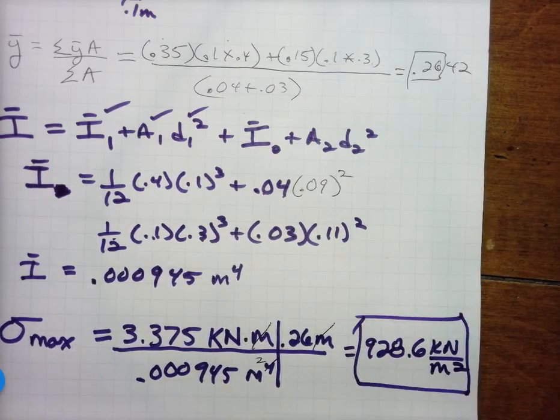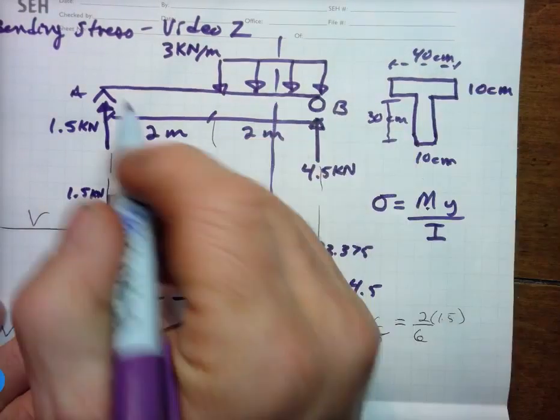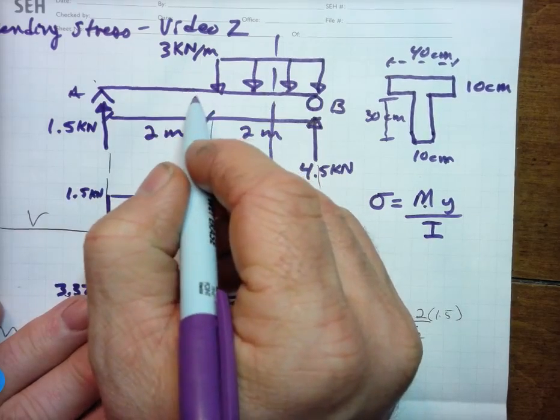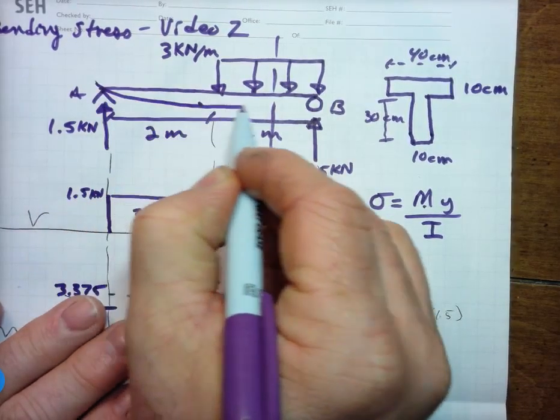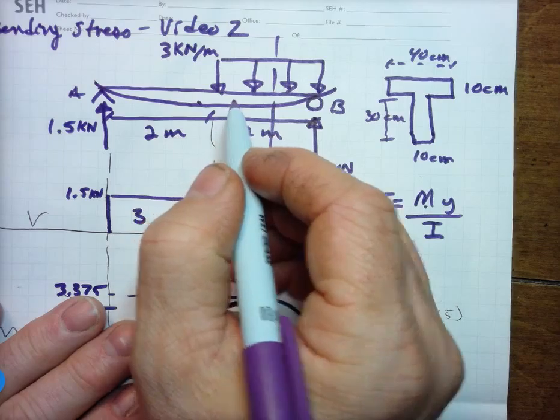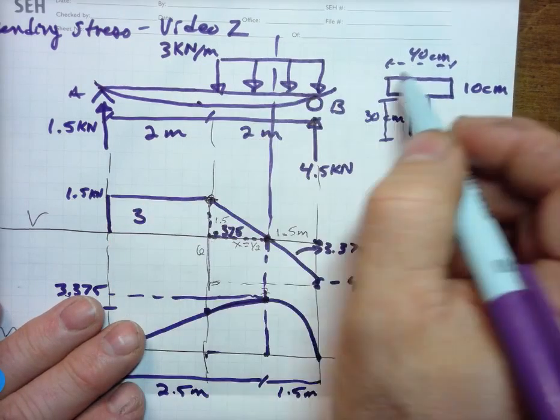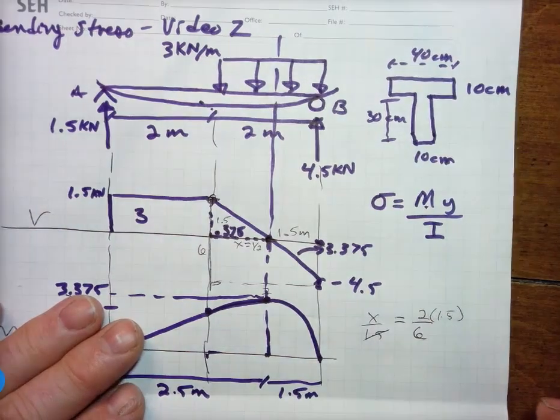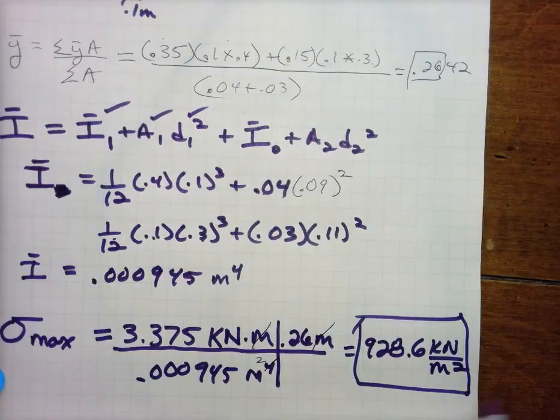All right. And if we bend this the way that it's drawn there, the middle will come down, and the top fibers will be put in compression, and the bottom fibers will be put in tension. So this would be 928.6 kilonewtons per meter squared in tension.